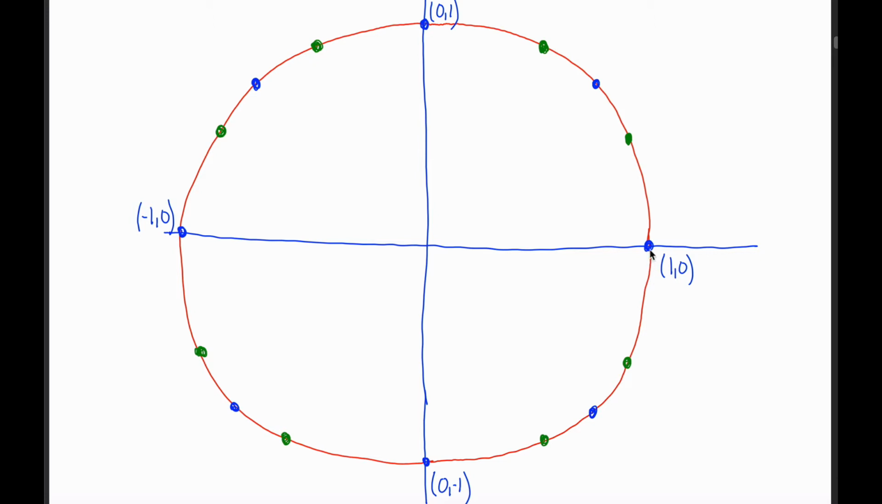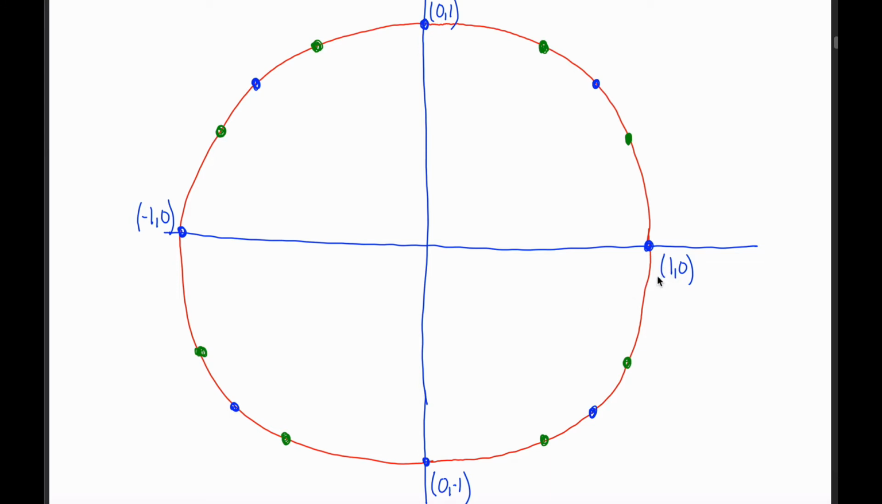For example, you already know that this point has an x coordinate of 1 and a y coordinate of 0, and this point up here would have an x coordinate of 0, y coordinate of 1, and similarly -1, 0, and 0, -1 are the x and y coordinates of these 2 points. And you're like, yeah, okay, that's not a whole lot. That's 4 of the 16 points. What about the rest of them?